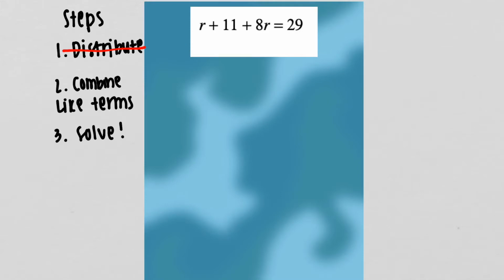Now your second step is to combine like terms. So we're first going to look at the left side. So when I look here, I'm going to circle anything that has an R in it. So I have just a plain R. The 11 doesn't, so I'm going to leave it alone. And then I have 8R as well. So that means I need to combine them together. I'm going to do R plus 8R, and that gives me 9R plus 11 equals 29.